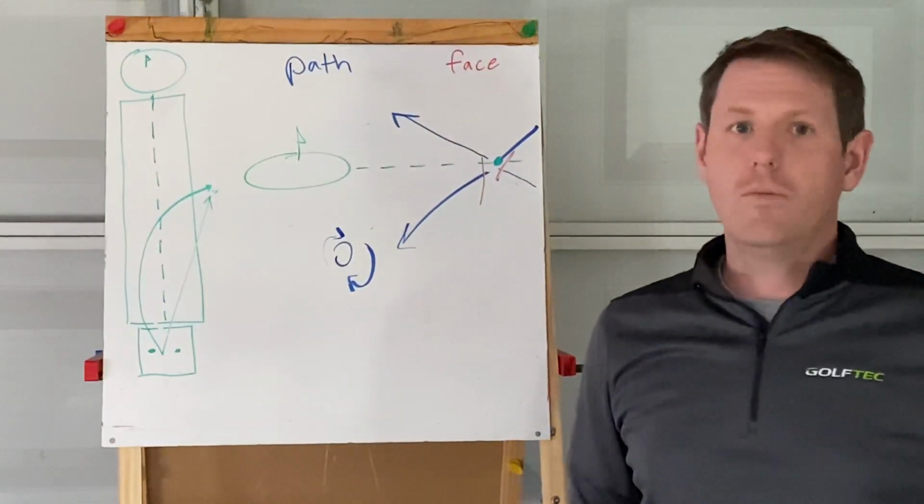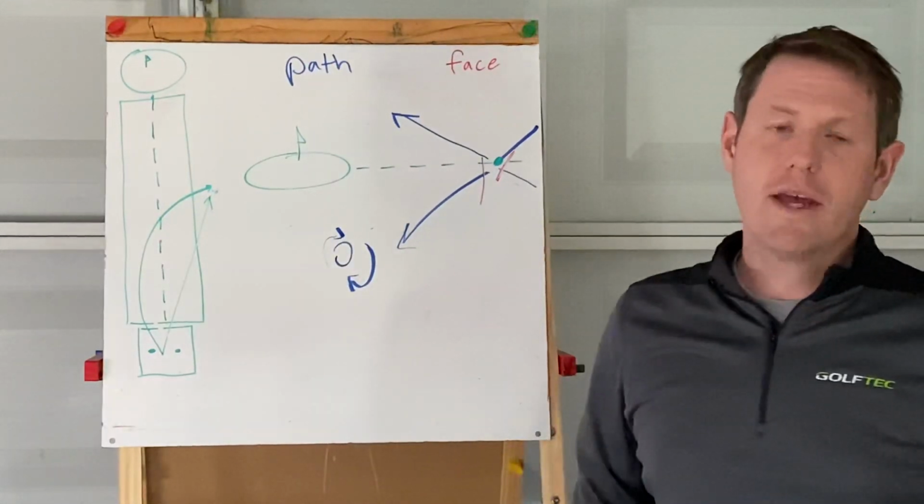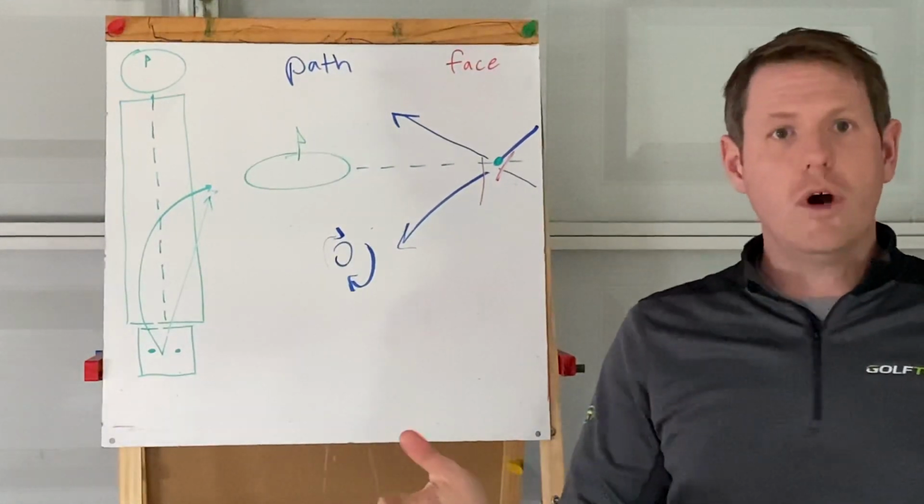So understanding the way the club path is moving and the club face, how it's angled, is really important when you're trying to diagnose yourself, realize what you're doing, and then take corrective action. So this was a quick video on those two variables.